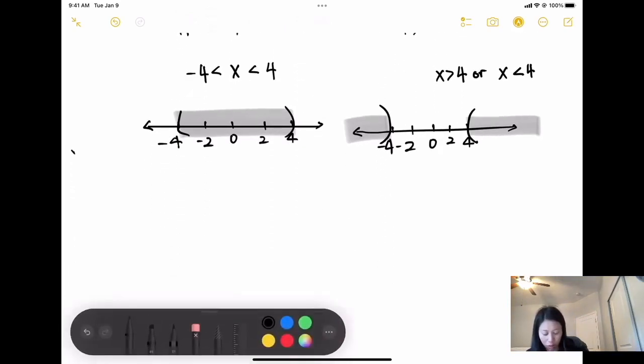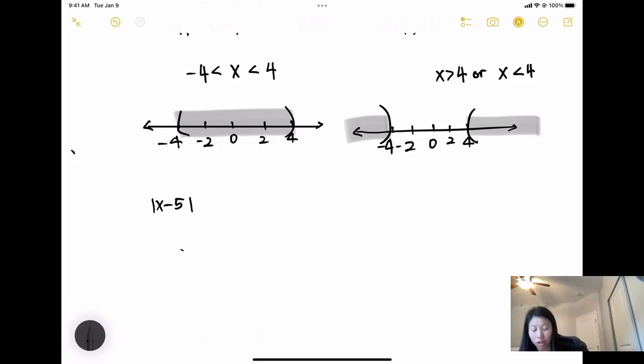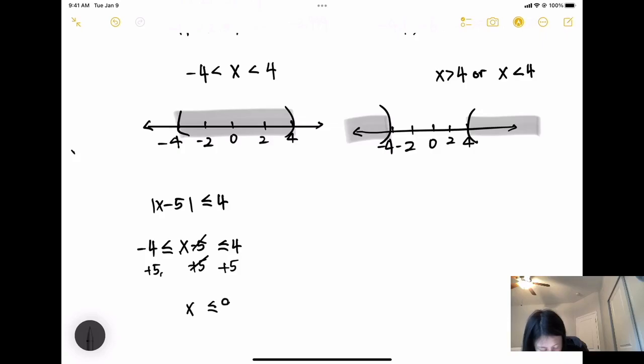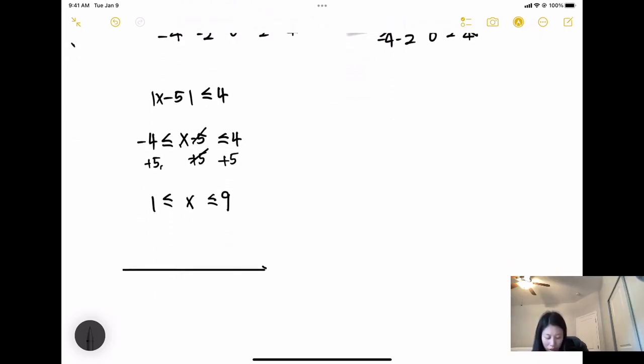Okay, so here's an example. If I have the absolute value of x minus 5 less than or equal to 4, solve for x. So this is less than. That means this is going to be in between when I remove the absolute value sign. So I have x minus 5 less than or equal to 4, and greater than or equal to negative 4. And then I add 5 on both sides. I have x less than or equal to 9, and x greater than or equal to 1. So on the number line, this is going to be from 1 to 9, including, so bracket or solid dot.